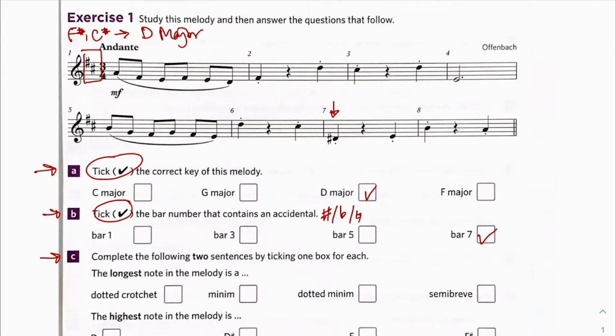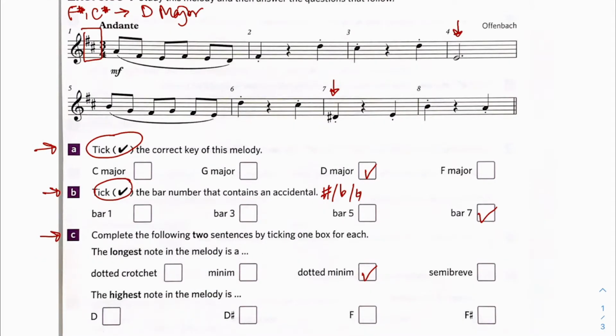Question C. Complete the following two sentences by ticking one box for each. The longest note in the melody is a... The longest note in this melody can be found here and is a dotted minim. Question 2. The highest note in the melody is... If you look through the music, you will notice that this is the highest note and it's a D in treble clef.